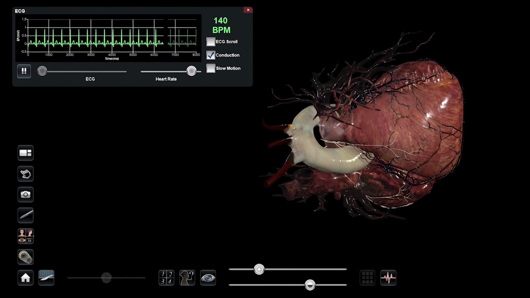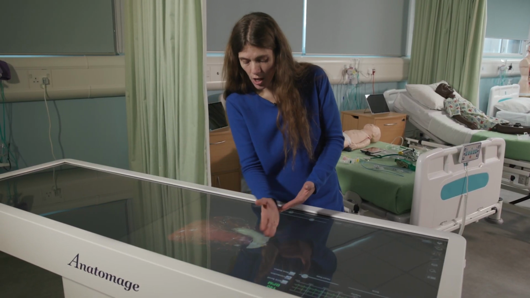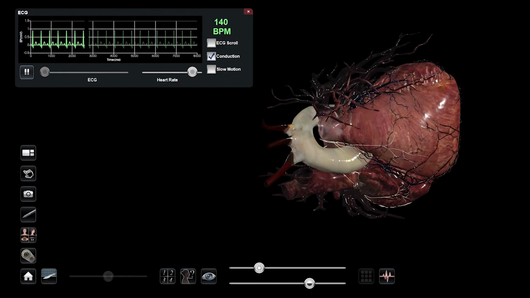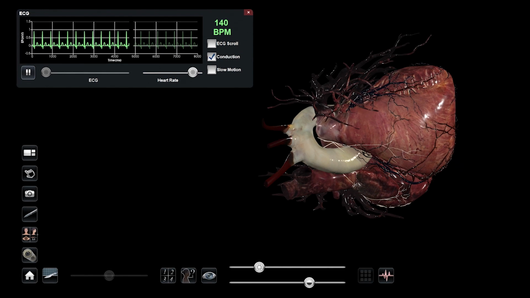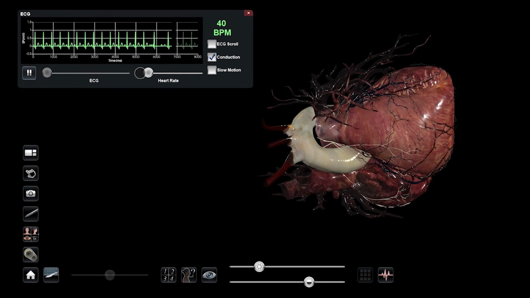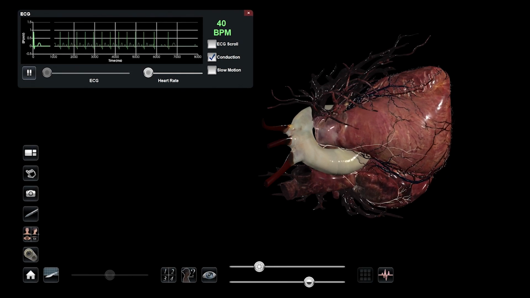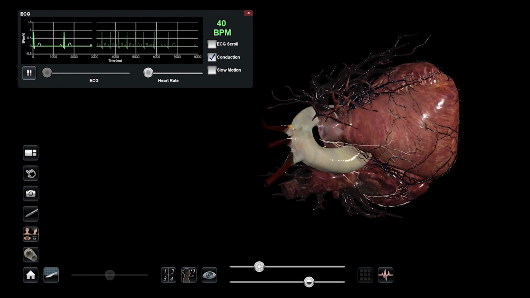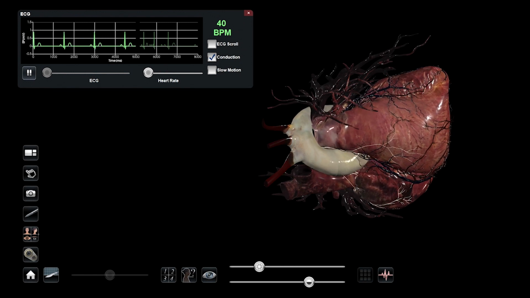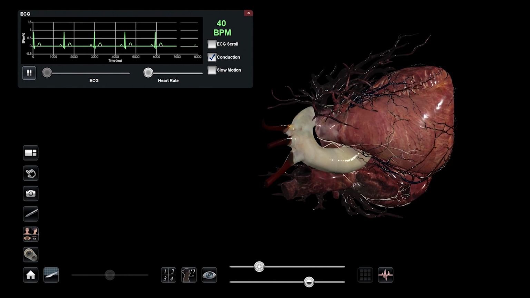So with each contraction, you can imagine the blood flowing through, and why either too fast or too slow will cause problems with blood getting to the top of your head to the bottom of your toes.